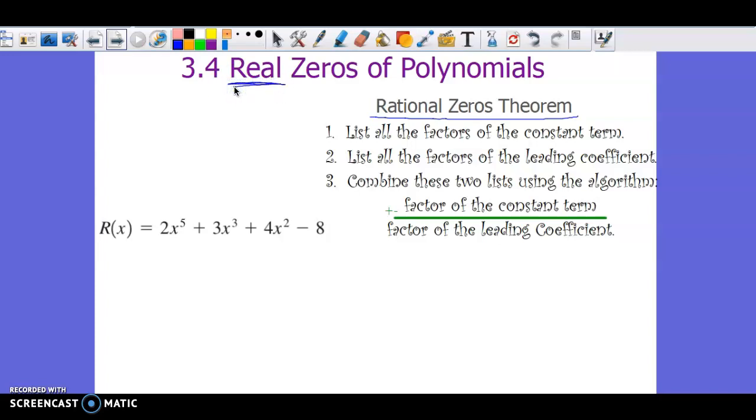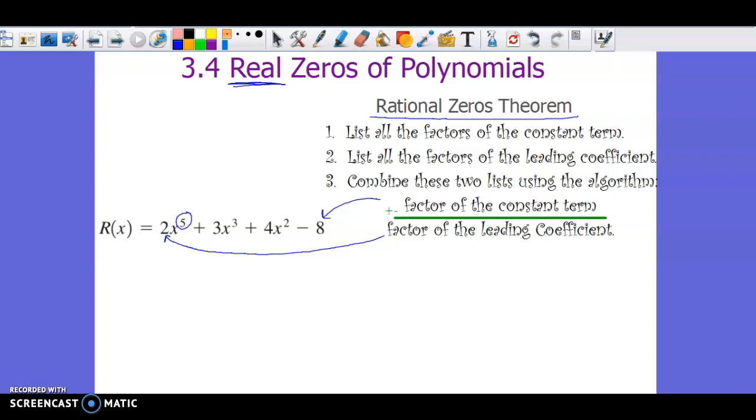So when I look at this, my degree is 5. That means I should have 5 zeros. Now, they could be 5 different. They could be 2 of the same, 1 different. It could be anything that adds up to 5. So this method is only going to find real zeros. What I'm going to do is I'm going to list all the factors of the constant term, which is 8, over all the factors of the leading coefficient.